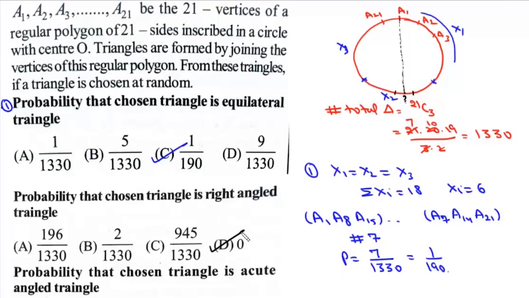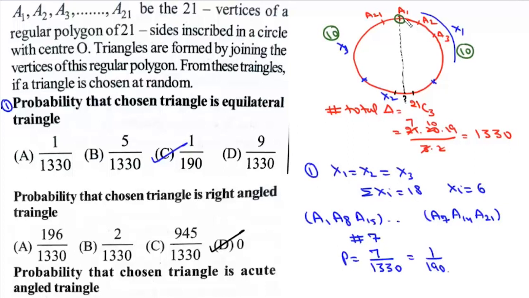Now we have to find the probability that the chosen triangle is an acute angle triangle. Now what we'll do is we'll actually calculate the obtuse angle triangles, and we'll find how many obtuse angle triangles are possible. Now if we choose one vertex, say A1, then there'll be 10 vertices here and 10 vertices here.